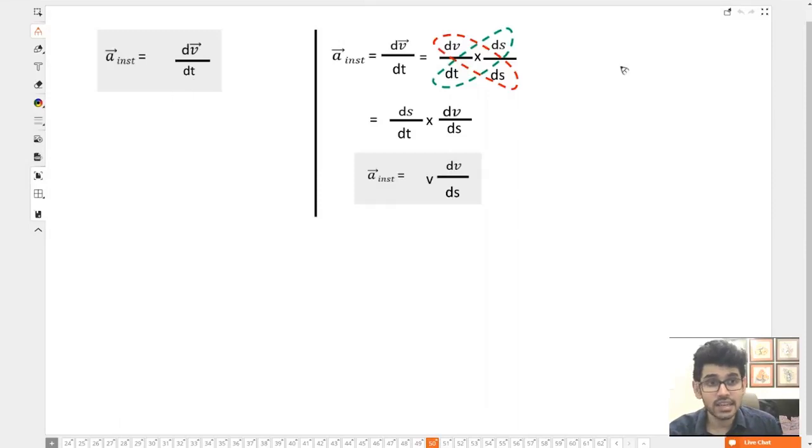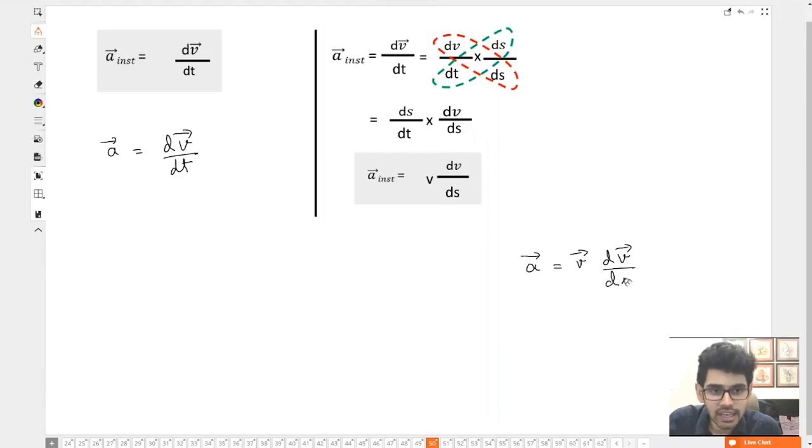Instantaneous acceleration is what you've already learned. It equals the rate of change of velocity vector, and it can also be denoted like this: a equals v dv by dx, or v dv by ds. Always remember this, dv by ds. a equals v dv by dx or v dv by ds.